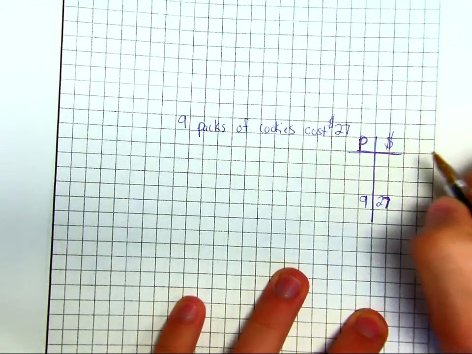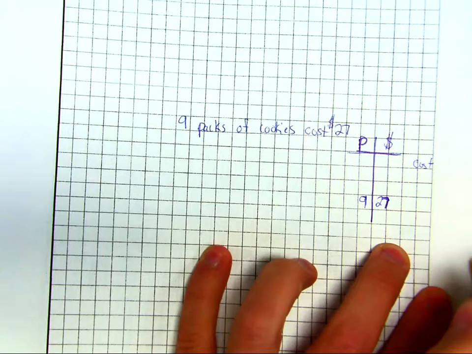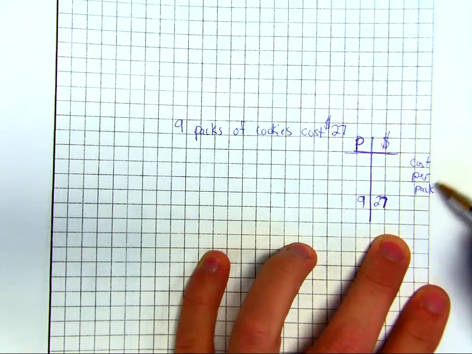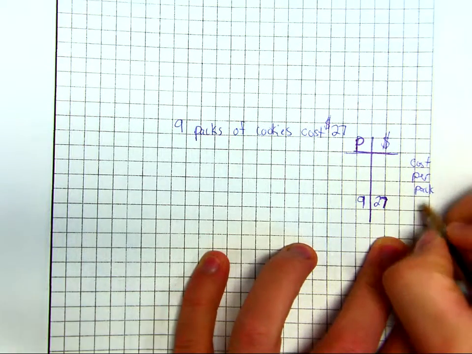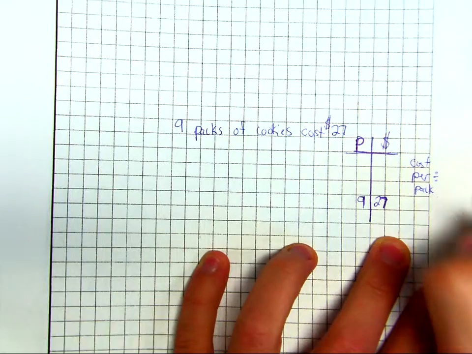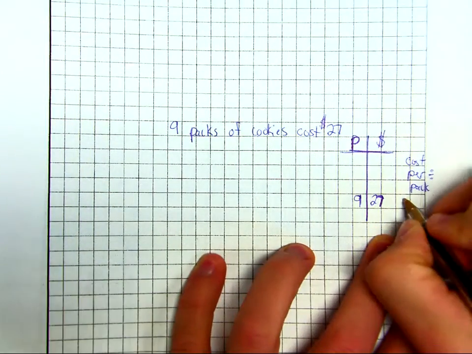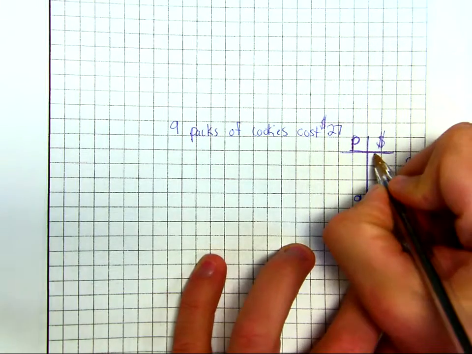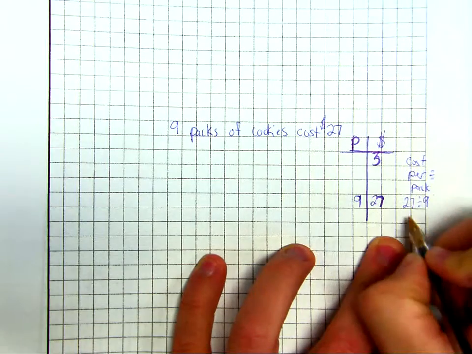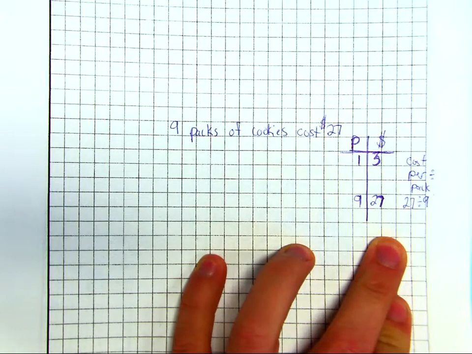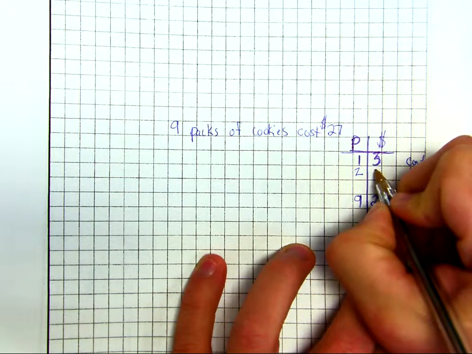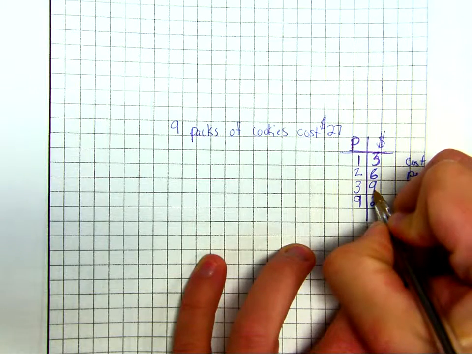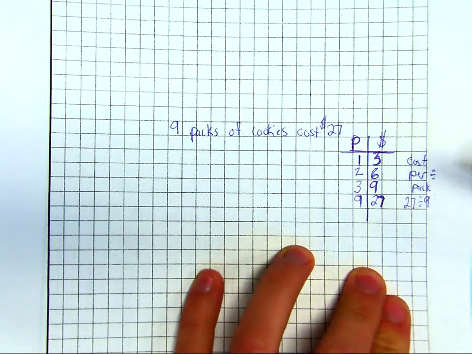I need to figure out the cost per pack. I need to know how much one pack costs, cost per one pack. So that word per means divide. So I would do the cost, which is 27, divided by the packs, which is 9. That's going to give me $3. 27 divided by 9 is 3. 1 pack is $3. So that means 2 would be $6, and 3 would be $9. Right? And you could continue on and on.